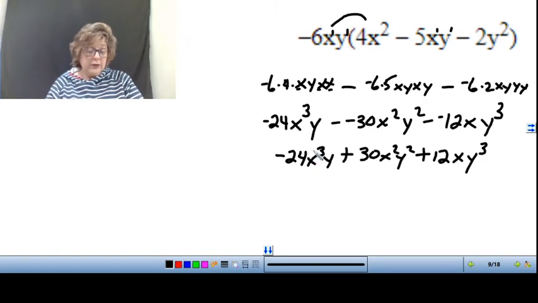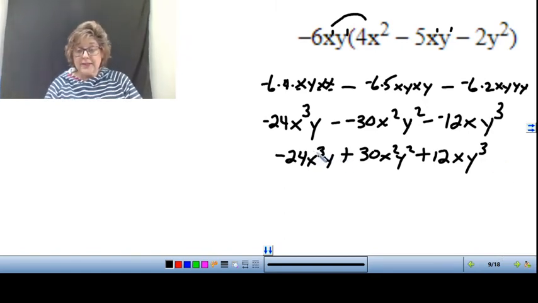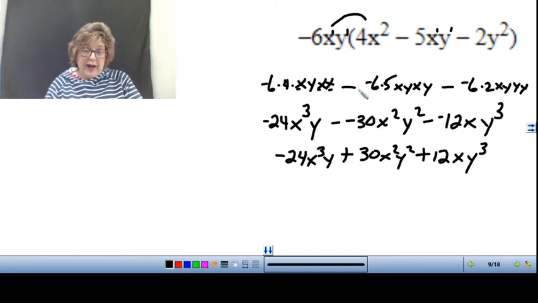So some teachers and parents might say you add those exponents, and they are correct. But I have them list them out. That is also correct.